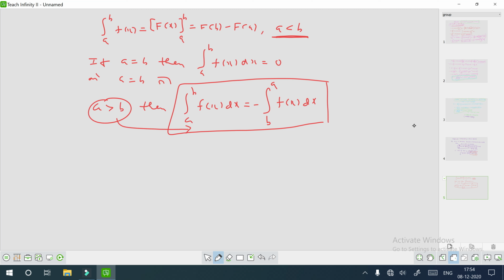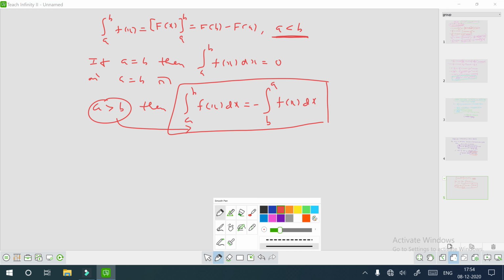Clear? See, these are the rules of the definition of definite integration. These are the formulas we only have to remember, friends.